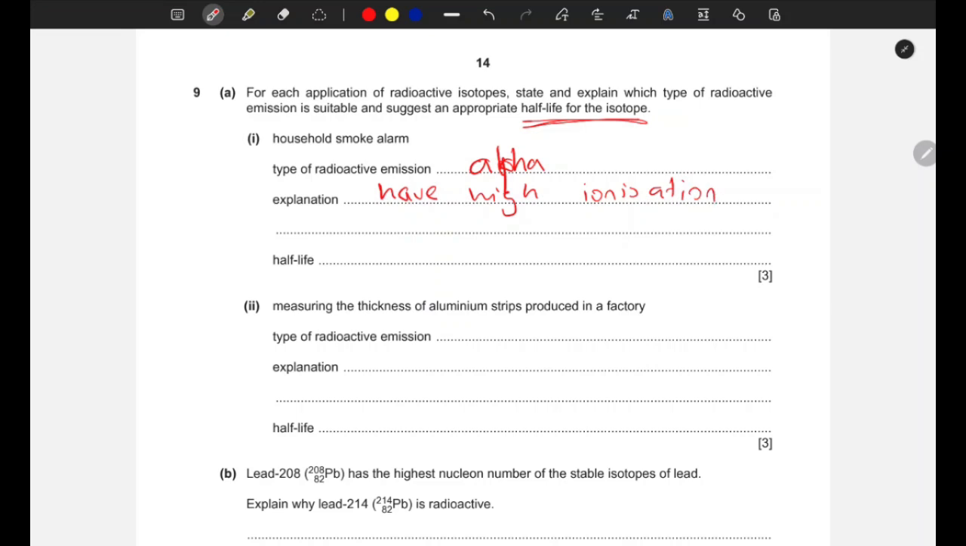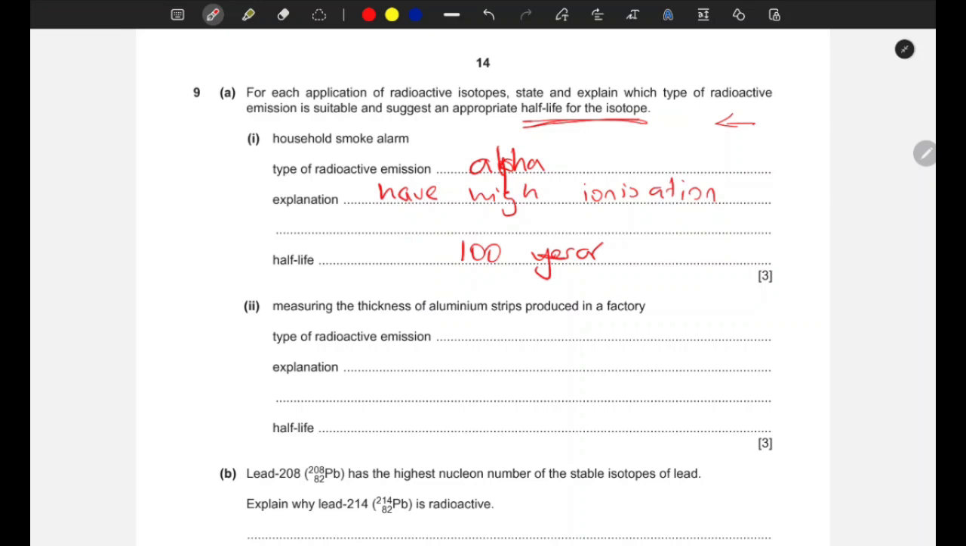Because how a smoke alarm works is that if the alpha particles are not penetrating, that means smoke is there, so it will be detected. So alpha particles don't have high penetration. So for the half-life of the alpha particles, we can just say 100 years.